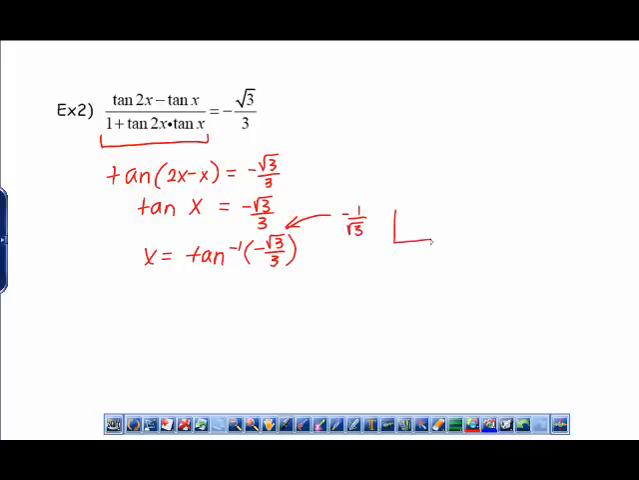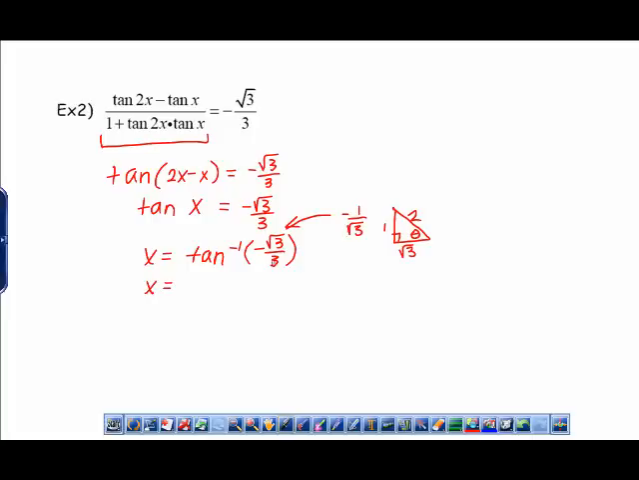So if you draw a triangle with your theta or your x, the opposite being 1 and the adjacent being root 3, that would make the hypotenuse 2. You can see that this is a 30. It's easier to look at it with the unsimplified radical than the simplified radical.